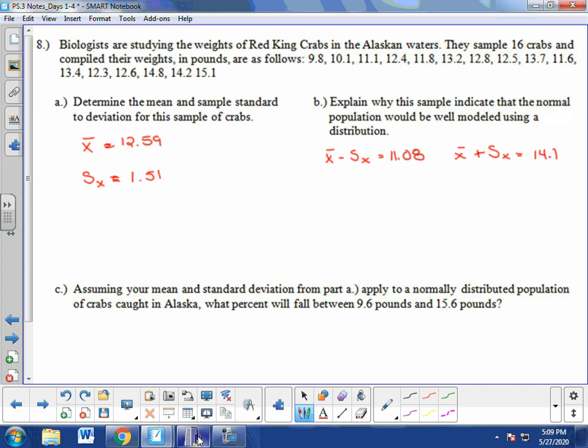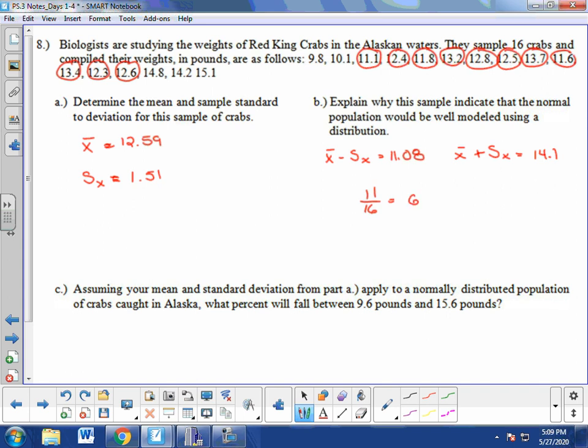So if we laid out the list in ascending order, how many scores lie within these two numbers? 11.1 is greater than 11.08, and we need to be less than 14.1. So each one of these scores lies within one standard deviation of the mean. If we count that up, that would be 1, 2, 3, 4, 5, 6, 7, 8, 9, 10, 11. So 11 out of the 16 total scores are within one standard deviation of the mean.